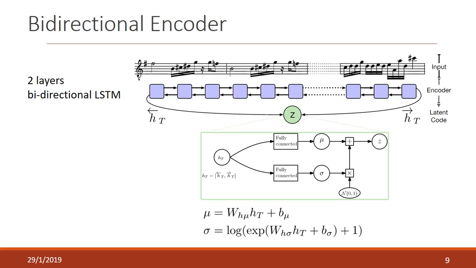The encoder gives two hidden state vectors for the forward and backward directions. The vectors are concatenated into a single vector. Two fully connected layers are used to compute the mean and variance from that vector. We obtain the latent vector z by sampling from a normal distribution with that mean and variance.